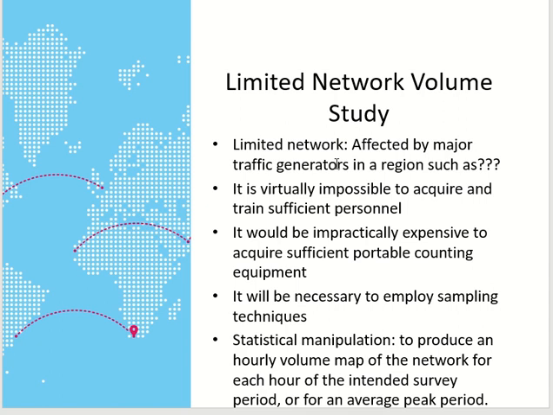So University of Bahrain Sakhir campus is a major traffic generator. Bahrain International Airport is a major traffic generator. So the area around this facility will be a limited network for that facility.